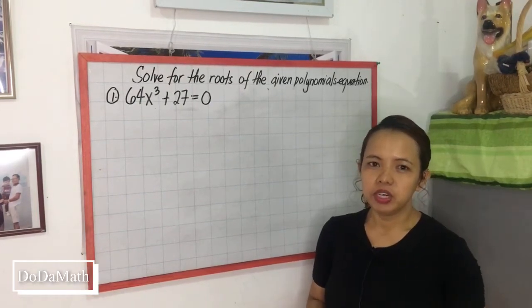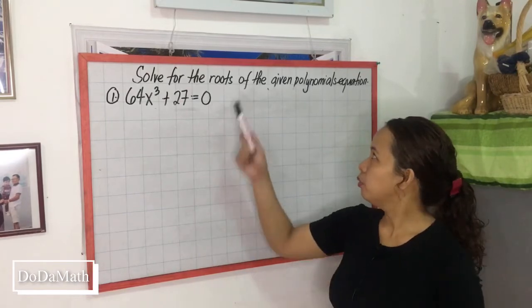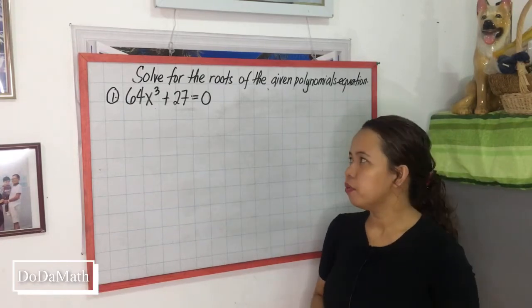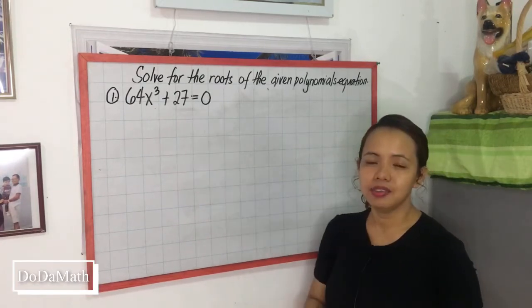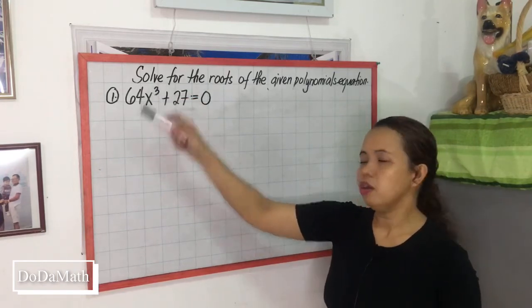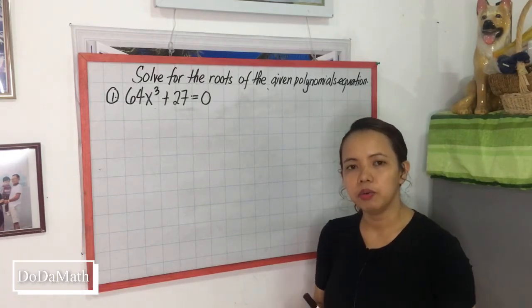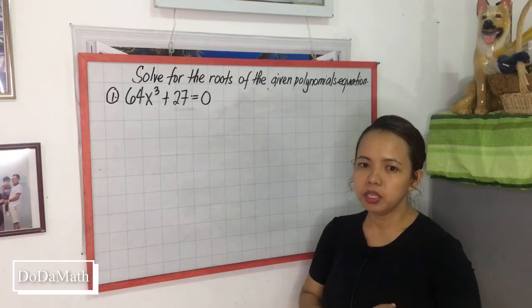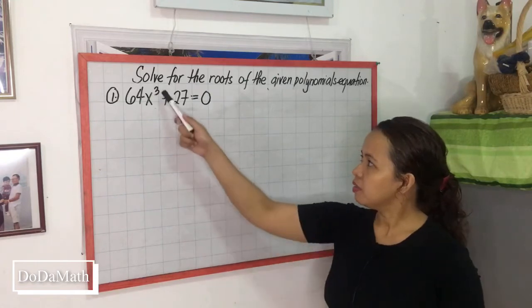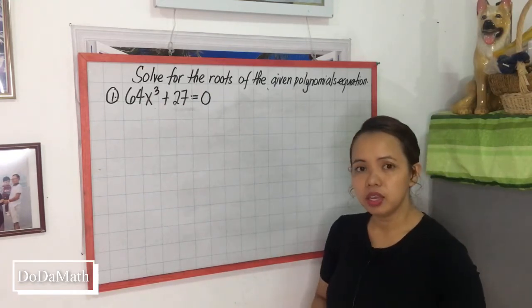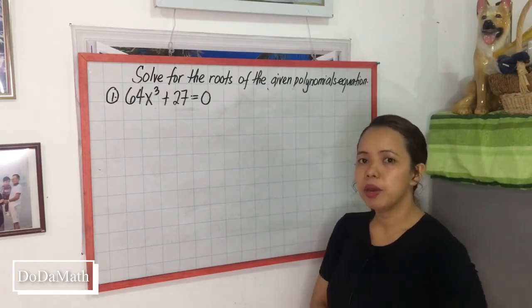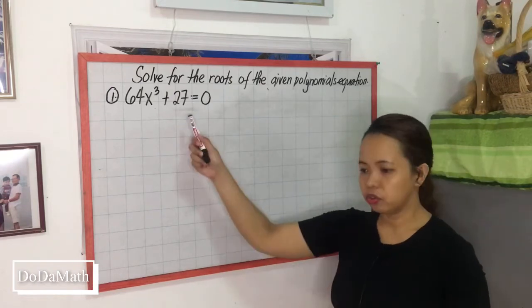For today's video, we're going to learn how to find the roots of a given polynomial equation. We have here on the board an example, 64x cubed plus 27 is equal to 0. So, ang una natin gagawin, since siya ay power of 3, we cannot use the techniques that we have learned in quadratic function na pwede tayong gumamit ng completing the square, pwede tayong gumamit ng quadratic formula, or factoring. But in this case, since the power is 3, meron tayong ibang technique or ibang pamamaraan para i-solve ang roots ng equation na ito.